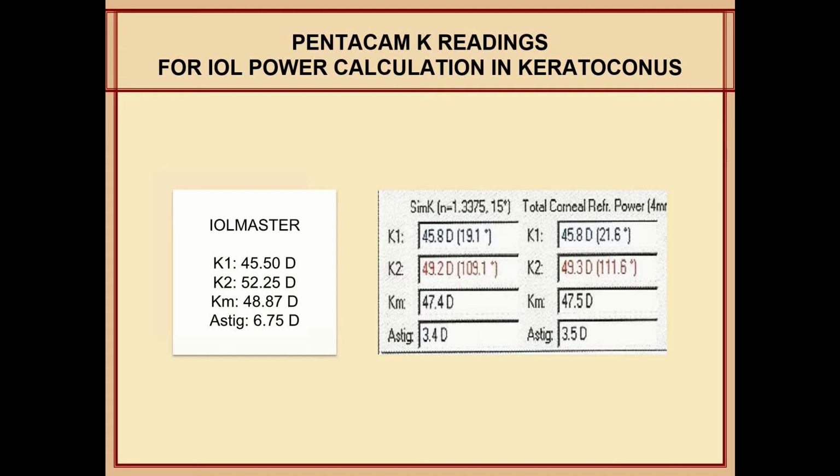This is an actual case that I had not too long ago, where the IOL Master gave me a measurement of 45 over 52, a K mean of 48 and an astigmatism of 6.75. And this did not jibe with the amount of astigmatism that the patient was having in his glasses. And on the Pentacam, the SIM-K and the total corneal refractive power showed that the amount of astigmatism in the center was only 3.5 diopters. And in patients like this, I would have made a big mistake if I attempted to correct the larger amount. I don't think I can either.